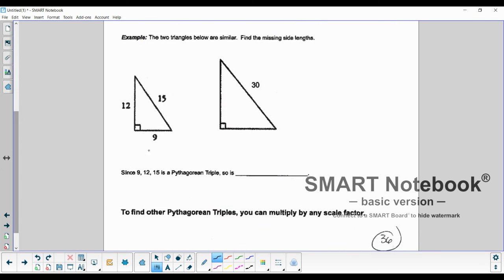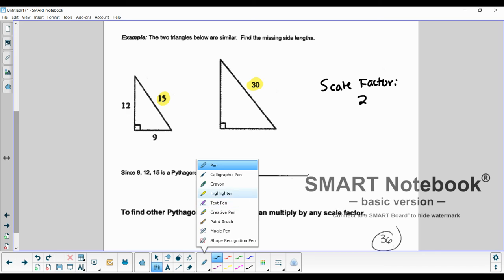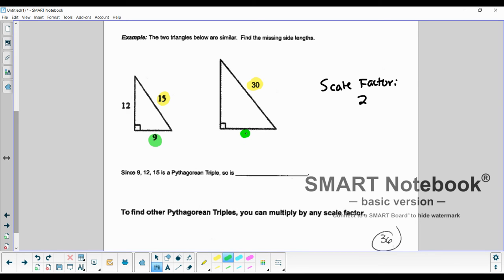So another Pythagorean triple is 9, 12, 15. So let's see, what's our scale factor here? To get from 15 to 30, our scale factor is 2, right? We multiplied everything by 2. So let's do that with the other corresponding sides. So 9 times 2 and 12 times 2 give us side lengths of 18 and 24. So 18, 24, and 30 are also a Pythagorean triple because we just doubled 9, 12, and 15 to find them.